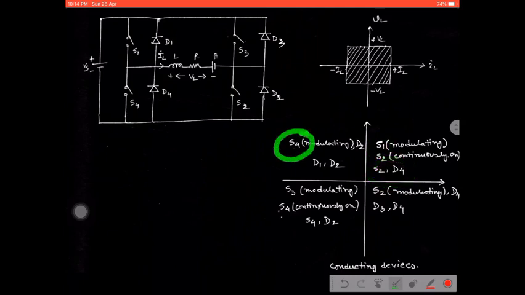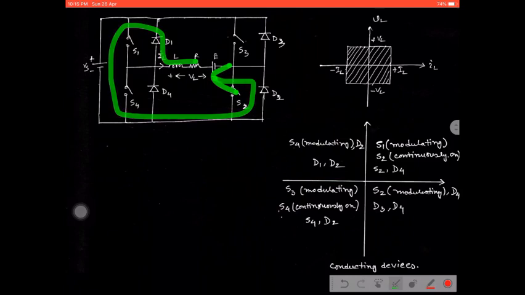Similarly, when S4 is modulating with D2, D2 is already in the forward biasing condition. Okay, when the switch is on, the current easily starts flowing through this circuit. That is why D2 is always in forward biasing condition. There is no problem of making any short circuit path over there. That is why we can say S4 modulating and D2 on define a charging path, and D1 and D2, which will provide the discharging path.